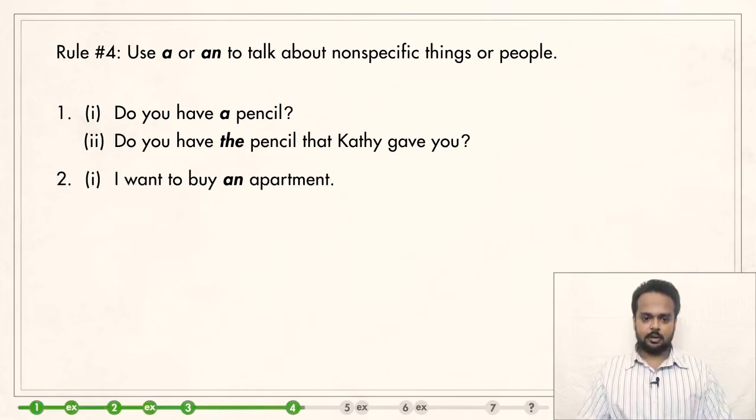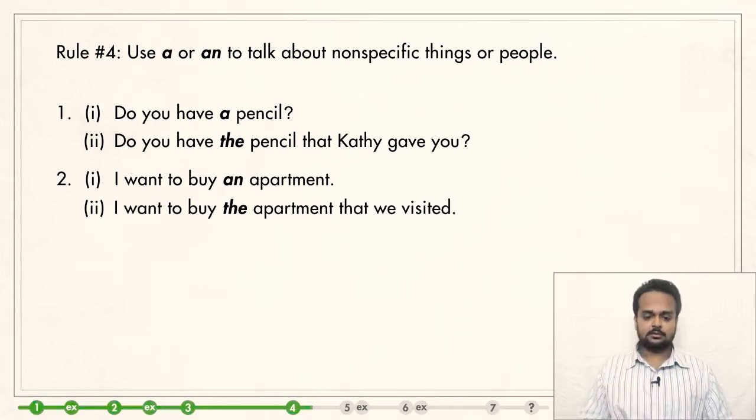Here's another example. I want to buy an apartment. An apartment means I haven't decided which apartment. Maybe I haven't even started looking for one. But I just know that I want to buy some apartment. But look at this next sentence. I want to buy the apartment that we visited. So you know which apartment I'm talking about.